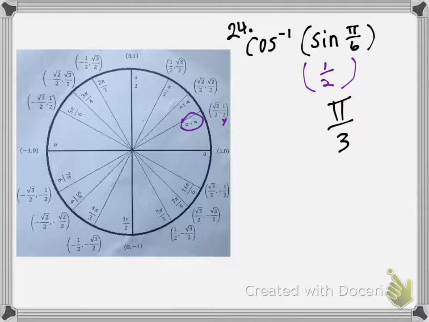It's 1/2. And okay, well, tell me what's the angle where the cosine value is actually 1/2. So we go back up here, and I see cosine right there that's 1/2. And the measure of that angle is pi/3. Ta-da!